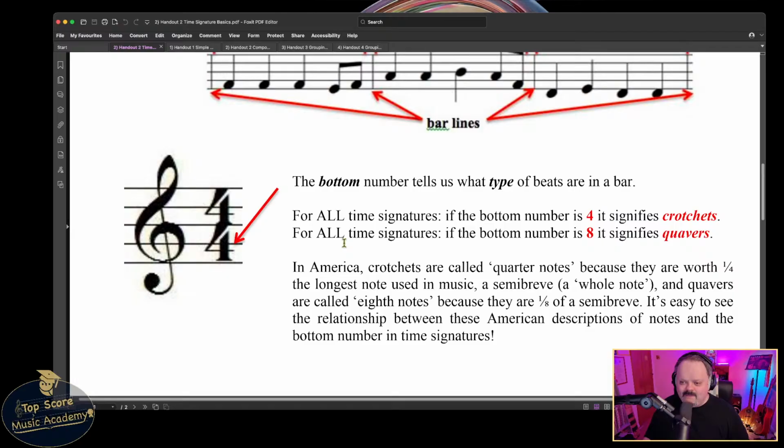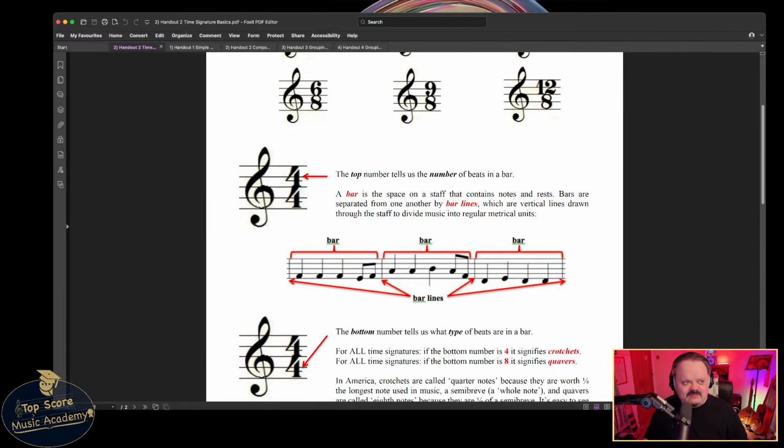Okay. So that's the absolute basics of time signatures there, guys. There's really not much more to it than that.